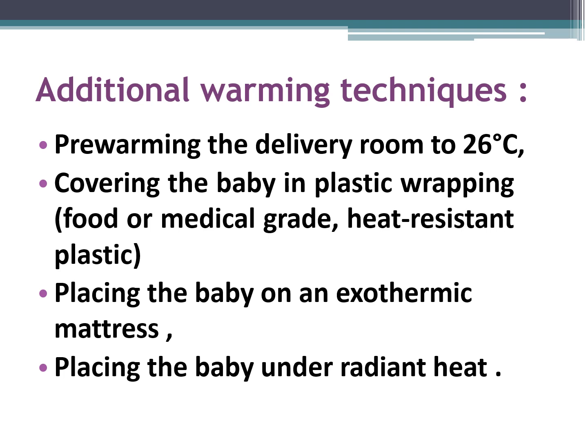That is, we have to do the pre-warming of the labor room at 26 degrees centigrade, and you have to cover the baby with the plastic wrapping. That is food or medical grade heat resistant plastic you are supposed to use. Otherwise, you can use the exothermic blanket, or you can keep the baby under the radiant warmer. You can do any of this.